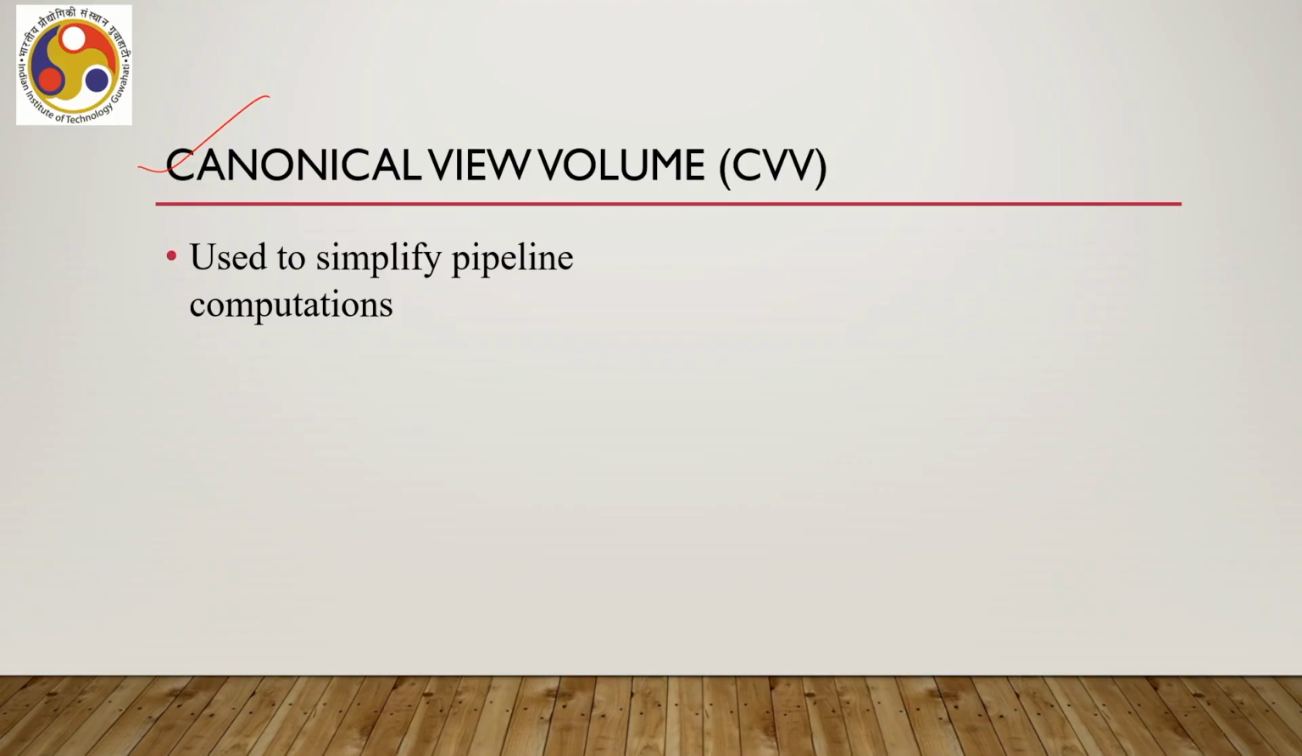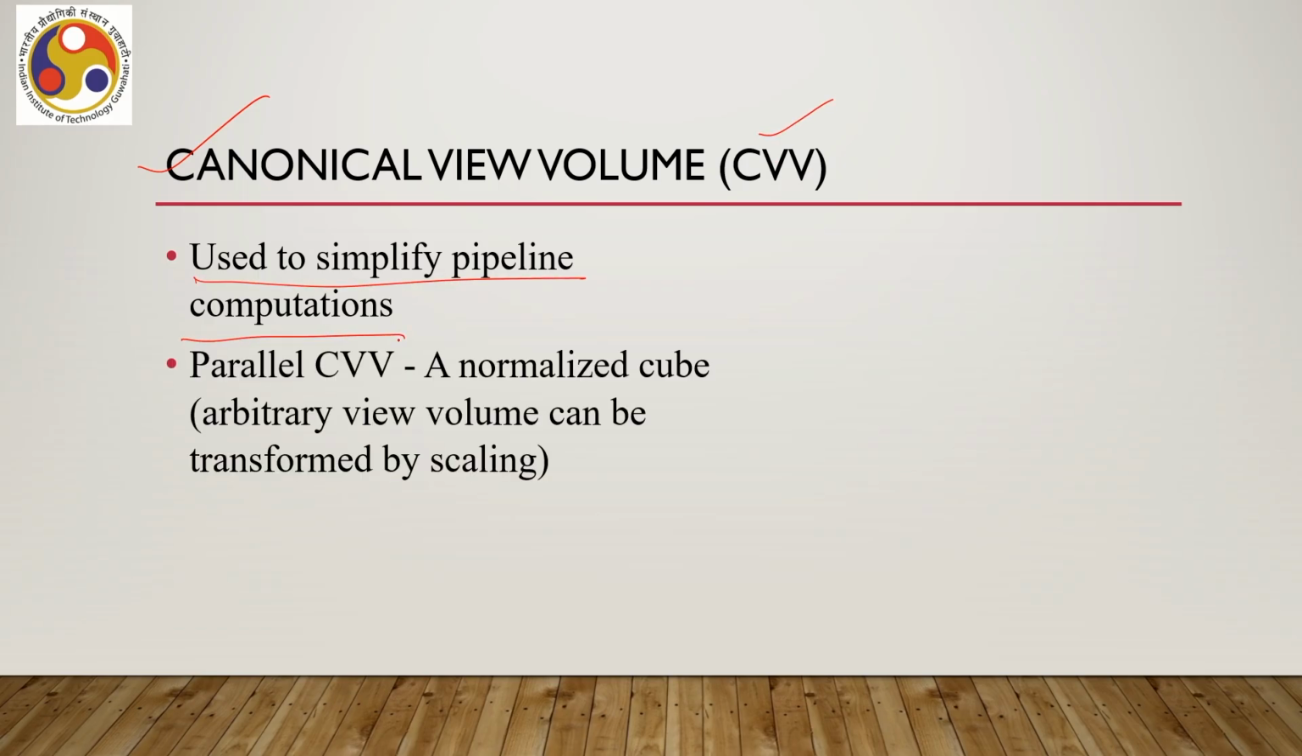In order to simplify that, we take recourse to a concept called canonical view volume, which is used to simplify the pipeline computations. The idea is that we use a normalized cube to define the view volume. That means, whatever view volume is defined, whether for parallel or perspective projection, of arbitrary shape and size, we convert those to a normalized cube.